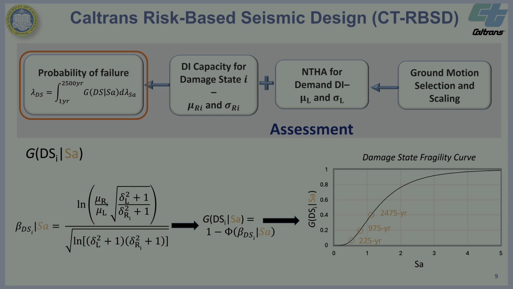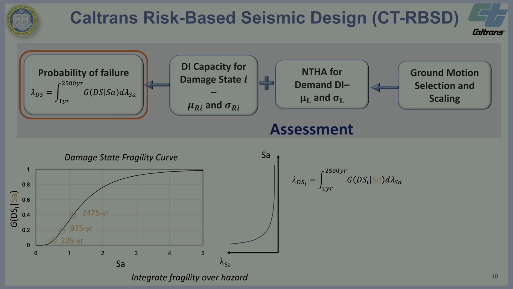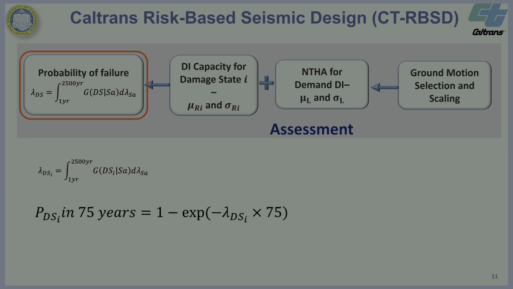And damage state, damage state. We integrate this fragility curve over the hazard curve, from which a mean annual frequency of exceeding a damage state emerges, and from there we put it in a Poisson process, and from there risk is calculated. So all of that is what we have done.